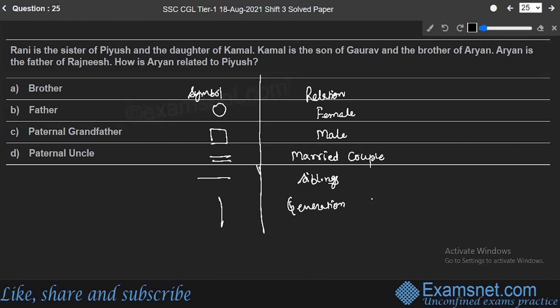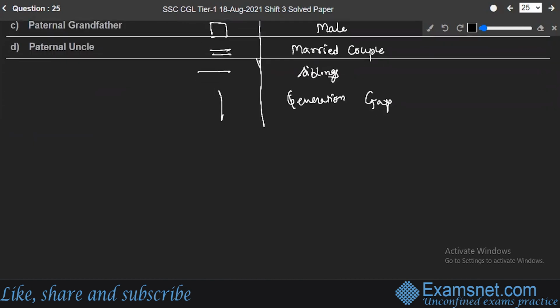Okay. So now let's pick up the very first thing. Rani is sister of Piyush. That means Rani is a female. Sister of Piyush and daughter of Kamal. Let's frame this one. Here is Rani, a female, so I'll put it like this. She's sister of Piyush. So here is Piyush and here is Kamal. I don't know whether Piyush and Kamal are male or female. Kamal and Rani are parent and daughter. So I'll put Kamal here and Piyush on the vertical line.